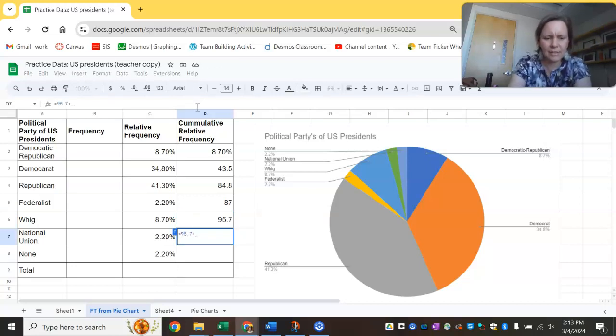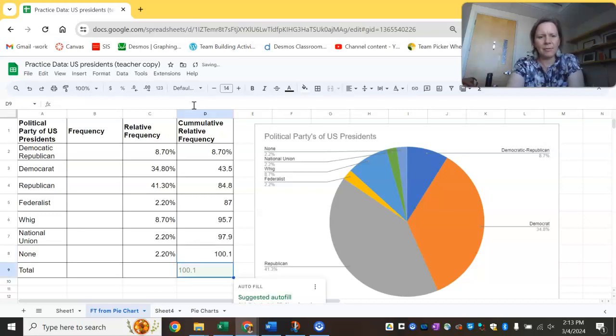7.5 plus 2.2, and then 97.9 plus 2.2. And you might be going, wait a minute, stop the presses, we're over 100%. It's rounding errors. Those percentages are all slightly rounded, and in being slightly rounded, that's about 100%. So I didn't miss any sections of my circle. We're close enough to 100 that we're going to call it.